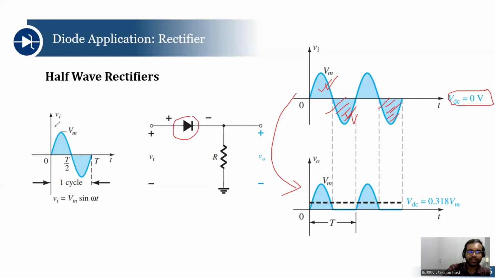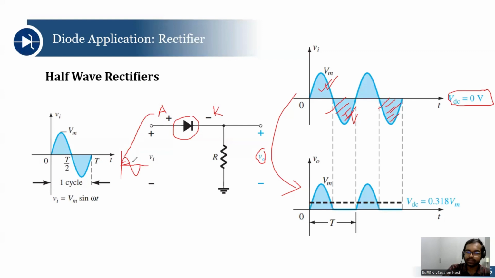Suppose we have an input signal Vi that has an amplitude of Vm. This is a period of 0 to T. Now we have a diode and a resistor connected, and we are taking the output across the resistor. Now, if we are applying this signal here, let's see. Now the positive terminal of the diode, or the anode, is connected to the positive terminal of the source for the positive cycle, right?